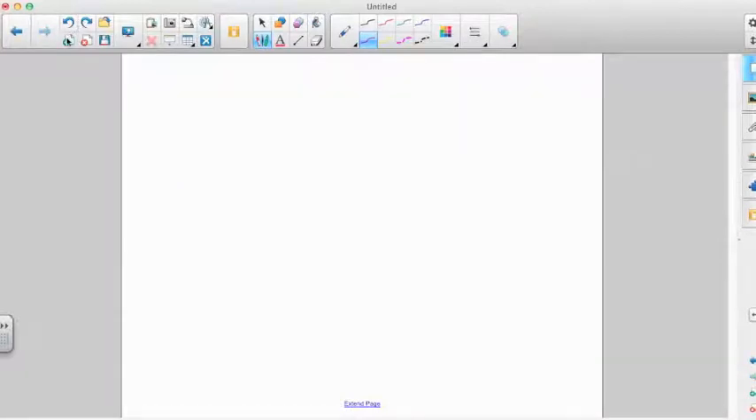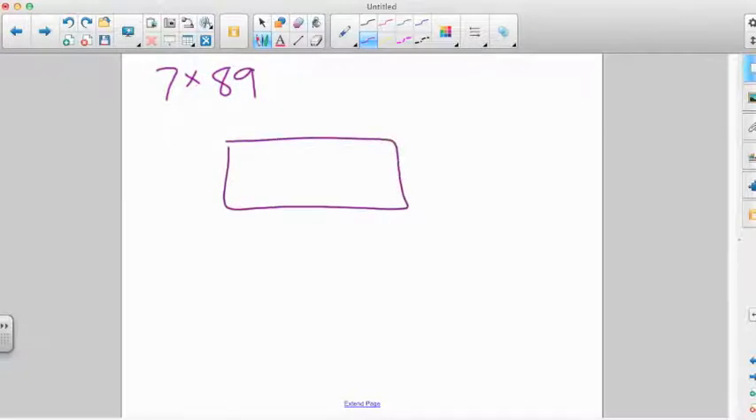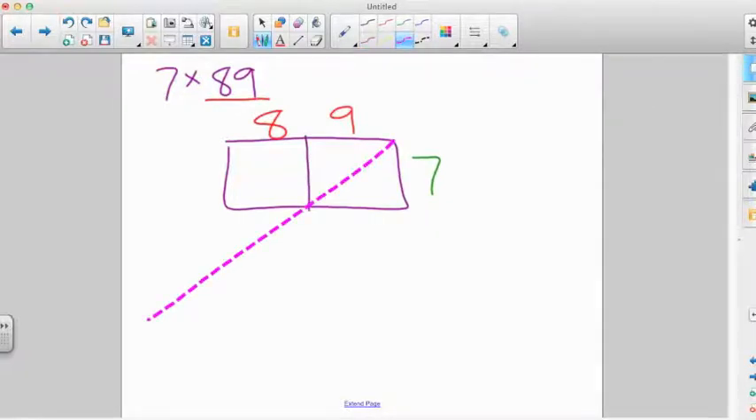Don't worry if this first example was a bit confusing. Hopefully with more practice we can really hammer down the lattice method. So let's try to multiply 7 times 89. Our first step is to create a cell, and we write our 2-digit number at the top, 89. Next we write 7 on the side, and we split our cell in half because 89 is a 2-digit number.